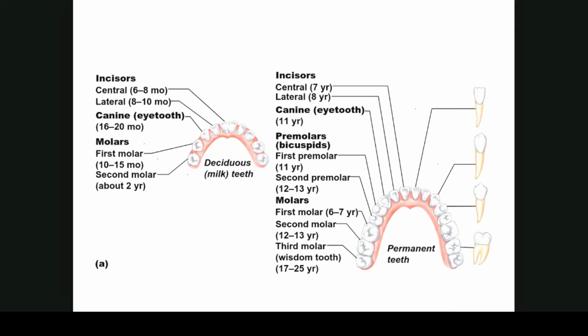Now, on the adult teeth, the central incisors come in at about age 7, and then at 8, you get your lateral incisors. Your canines, also called the eye tooth, come in about 11. Also, you get your first premolars at about 11. Now, your first molar actually comes in at 6 to 7. Second premolar, 12 to 13. Second molar, 12 to 13. Wisdom teeth may take as long as 25 years to come in. You can see the difference in the shape of the different types of teeth.